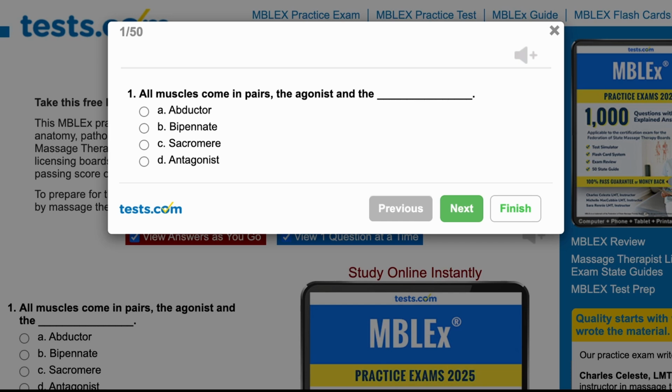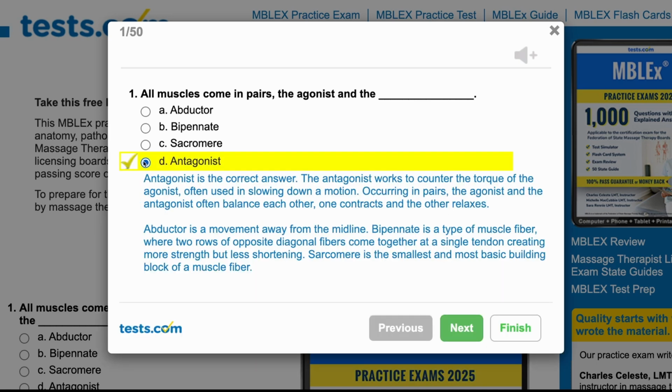Question 1. All muscles come in pairs, the agonist and the: A. abductor, B. bipinnate, C. sarcomere, or D. antagonist. D. Antagonist is the correct answer. The antagonist works to counter the torque of the agonist, often used in slowing down a motion. Occurring in pairs, the agonist and the antagonist often balance each other. One contracts and the other relaxes.